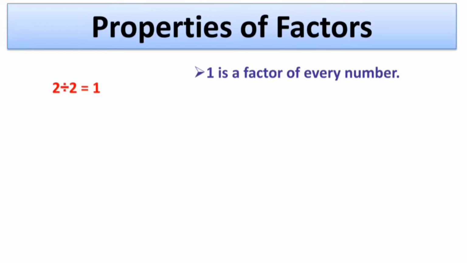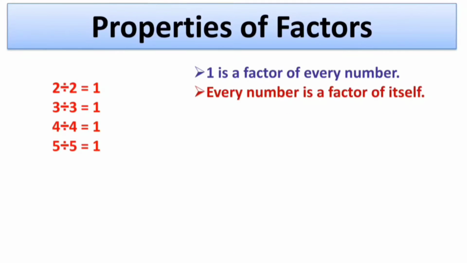2 divided by 2 gives 1. 3 divided by 3 gives 1. 4 divided by 4 gives 1. And 5 divided by 5 equals 1. This means when you divide any number by itself, you get 1 as an answer. From that we can say every number is a factor of itself because that number divides it exactly without any remainder.